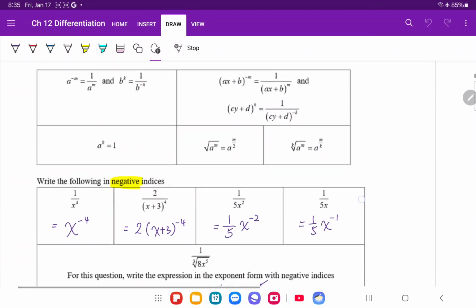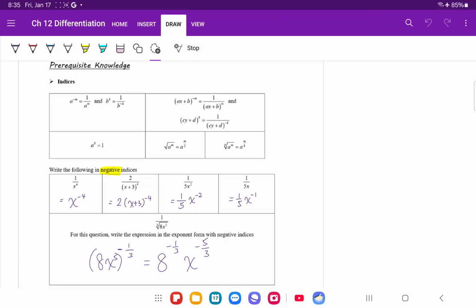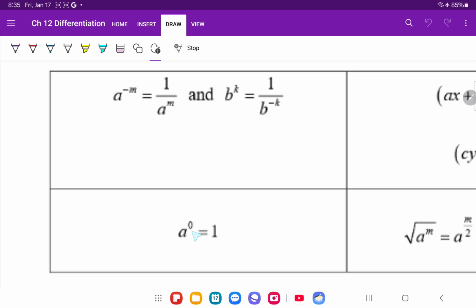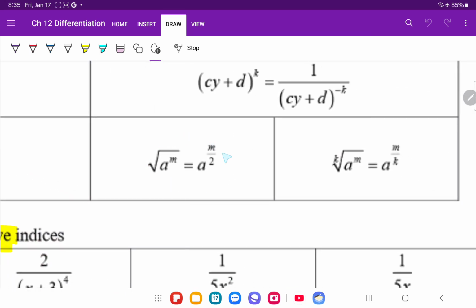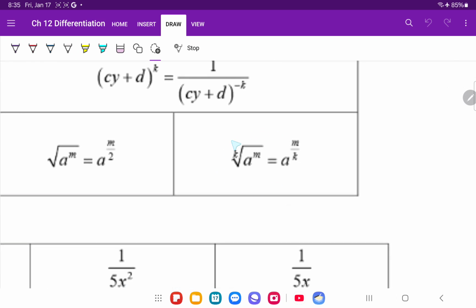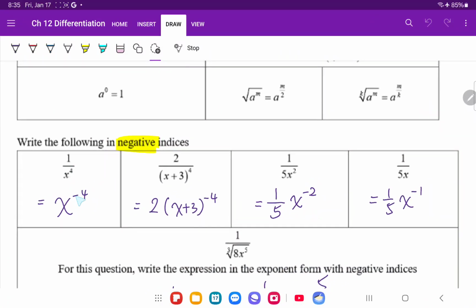Now, up to this point, we have already covered some basic recall questions on indices, how to convert from negative power to positive power, from positive power to negative power. We also recall that a power 0 is 1. In particular, we learned how to convert square roots. We also learned how to convert indices like this. Now, we also remembered how to write the following as negative indices.